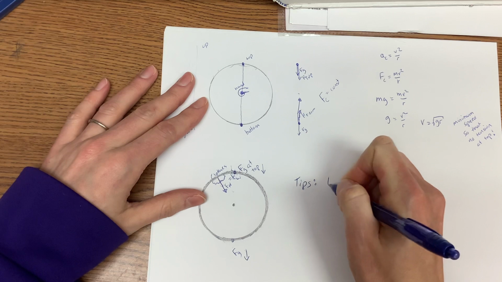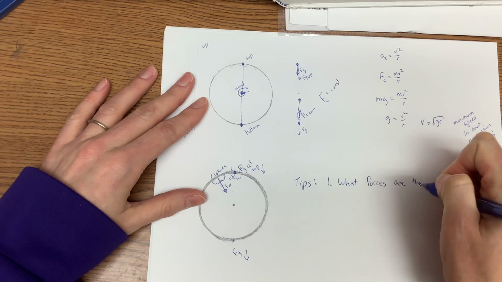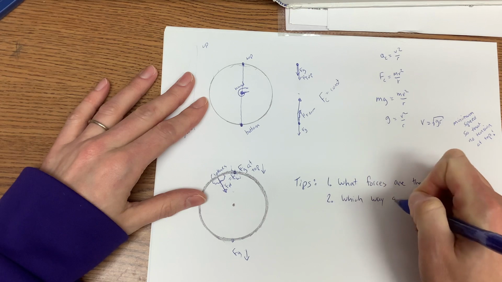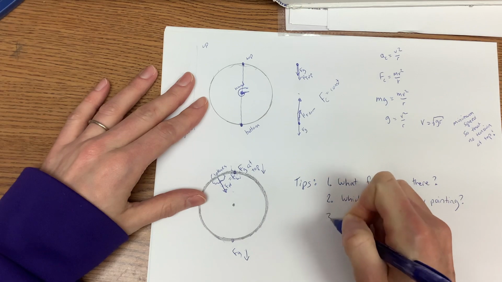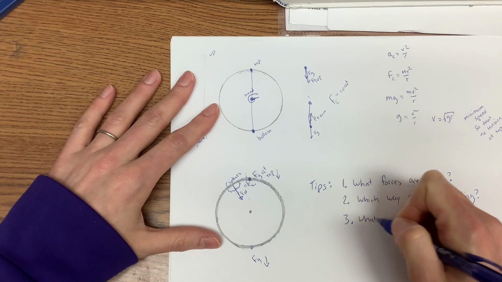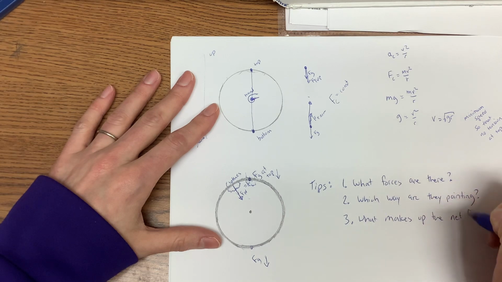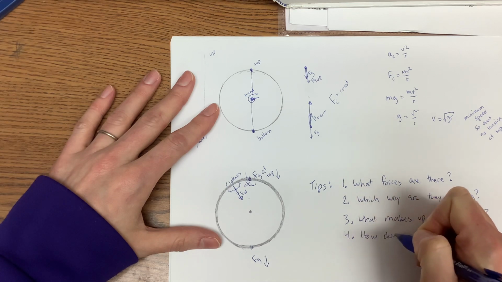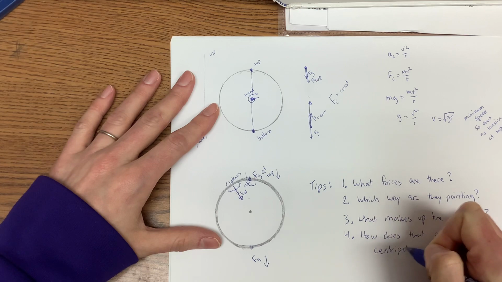So some tips. What forces are there? Which way are they pointing? What makes up the net force? And how does that relate to the centripetal force?